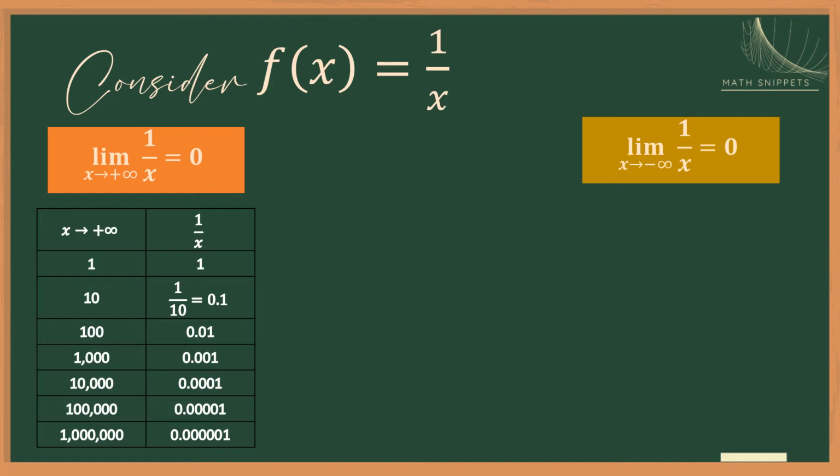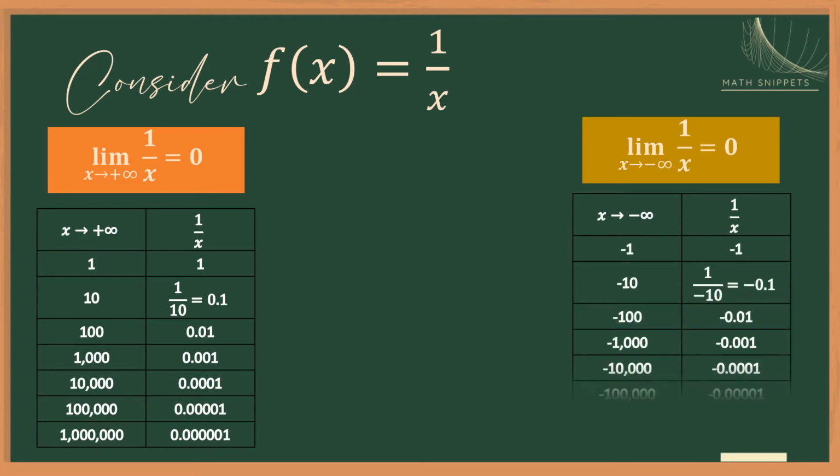Let's show this using a table of values again. As we decrease the values of x, meaning as we move x farther and farther away from 0 negatively to the left of 0, we see that the values of 1 over x get smaller and smaller negatively, okay? They maintain their negativity since x is negative. 1 over x is always negative, but if you look at the values, they move closer and closer to 0. Hence, the limit of 1 over x as x approaches negative infinity is 0.